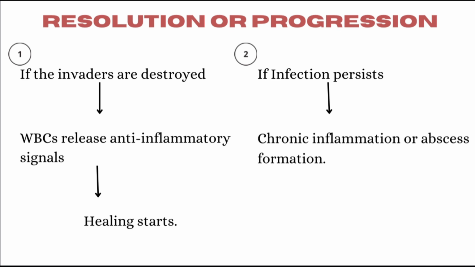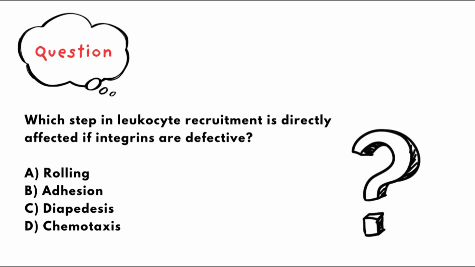Finally, we have 2 scenarios here. If the invaders are destroyed, then WBCs are going to release anti-inflammatory signals and eventually the healing begins. But if infection still persists, it will convert into a chronic inflammatory case, or there will be a formation of abscess.